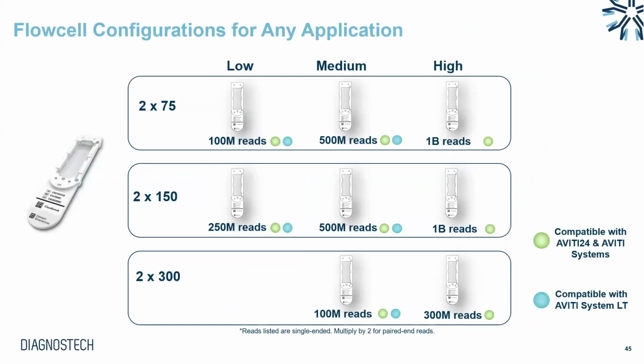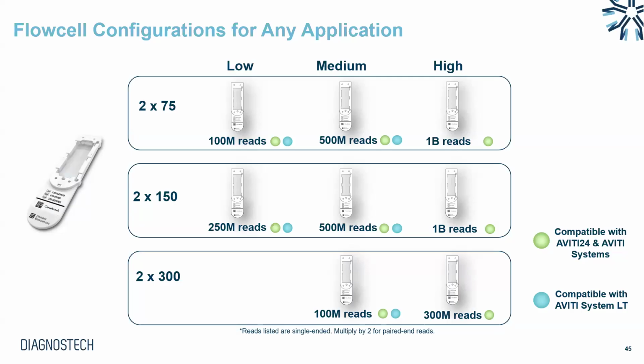Here are the flow cells that we currently have. 2 by 75, 2 by 150, and 2 by 300. But it's rather best to look at it as cycles, so 150 cycles, 300 and 600 cycles, as you can set up the run however you like in terms of your read lengths. We have low, medium, and high output kits.